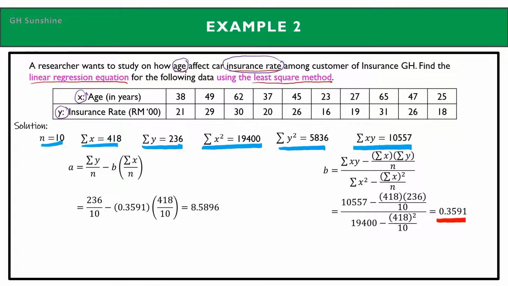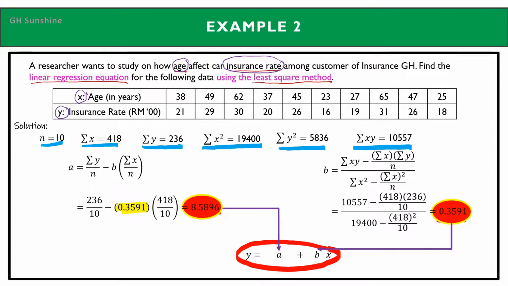Next, find the constant value a. Substitute all the values. So this one, b value is 0.3591. At the end, a equals 8.5896. Then, recall the regression equation, Y equals a plus bx. Substitute the value of a and then the value of b.